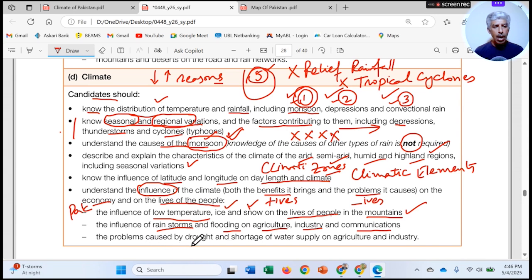The problems caused by drought and shortage of water supply on agriculture and industry. So if we talk about these 2 points, they are related to the climatic hazards.